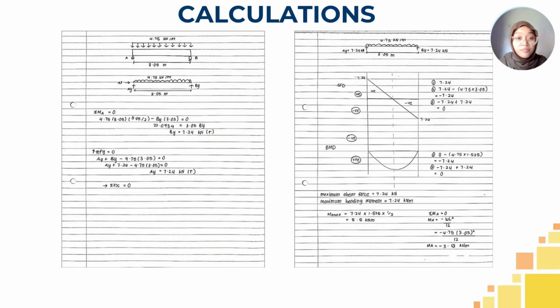Hasil kedua SFD dan BMD saya dapat kosong. Okey, selepas daripada hasilan daripada SFD dan BMD, saya terus mengira maximum shear force. Untuk maximum shear force saya akan dapat daripada nilai SFD iaitu 7.24 dan maximum bending moment dapat daripada bending moment diagram, iaitu 7.24. Untuk moment max sama dengan 7.24 saya darabkan dengan 1.525 saya darabkan dengan 1.2 sama dengan 5.5.